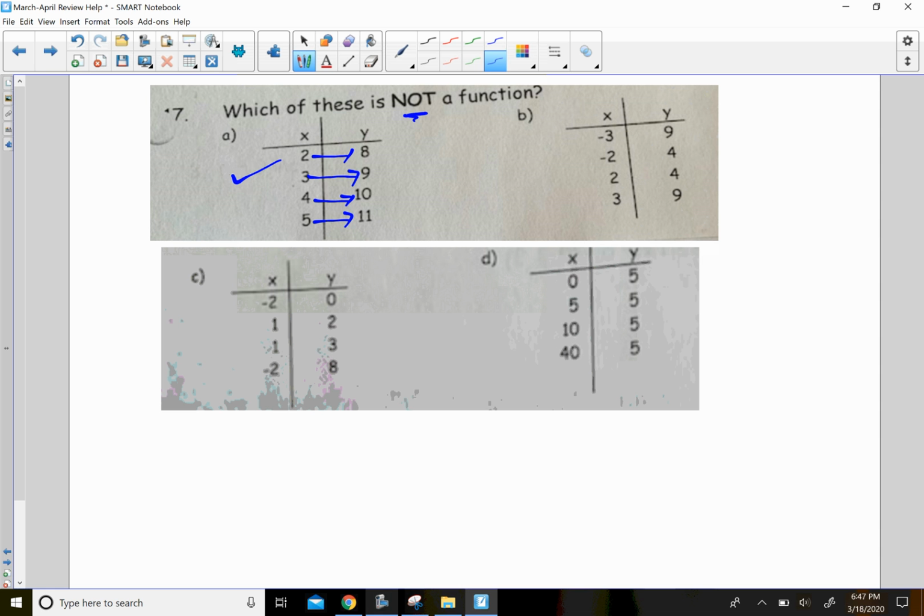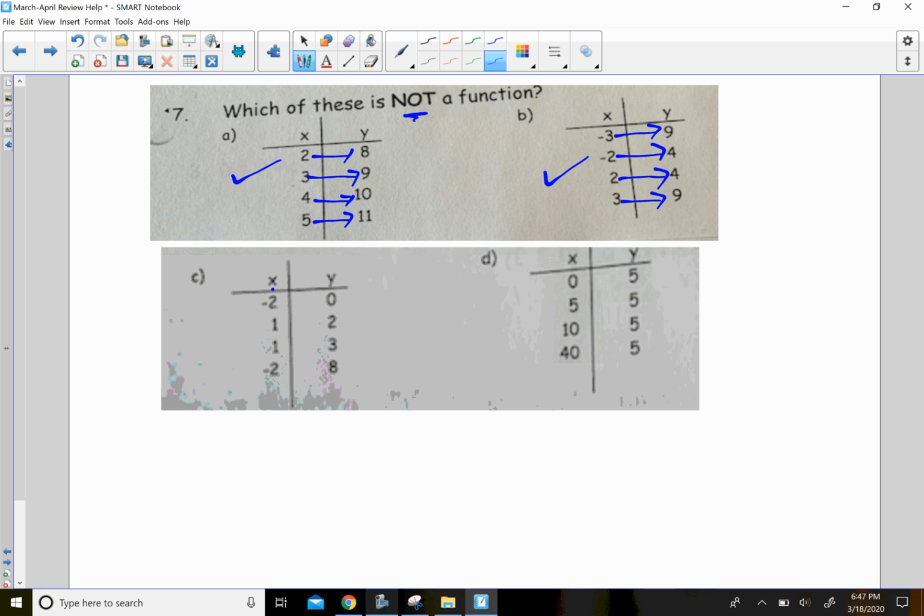So that one is. If I input a -3, I get a 9. If I input a -2, I get a 4. Input 2, I get a 4. Input 3, I get a 9. Now these two have the same output, but there's only one answer for -2 and there's only one answer for 2. So that also is a function.